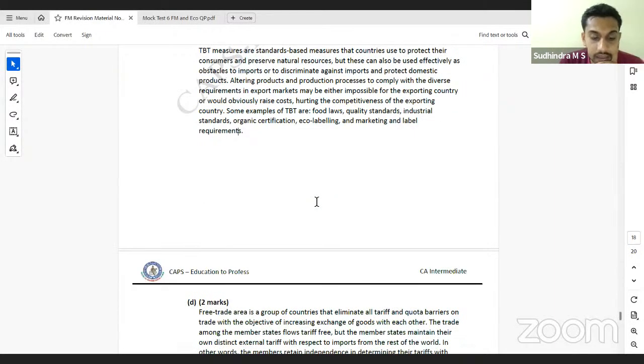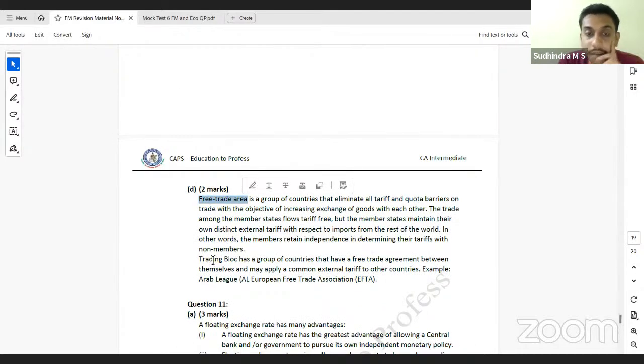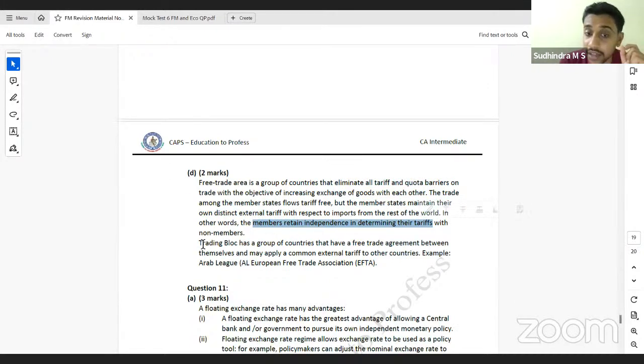Then D, it is a free trade area. They have asked the difference between free trade area and trading bloc. Free trade area is a group of countries that eliminates all the tariff and quota barriers. This gives you half mark. Here, members maintain their own external tariff. That is, members retain their independence in determining their tariff. This phrase, half mark. Whereas in a trading bloc, the countries will have free trade agreement between them and may apply a common tariff to other countries, half mark. Example, EFTA, half mark.